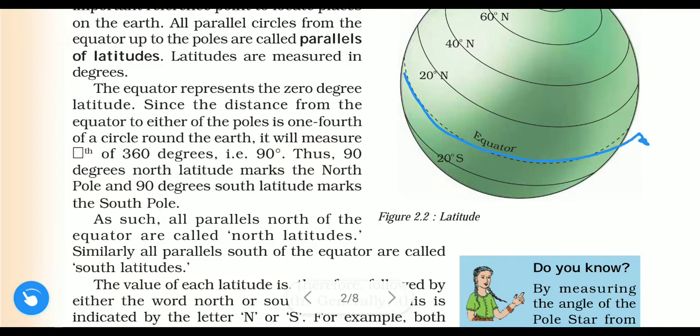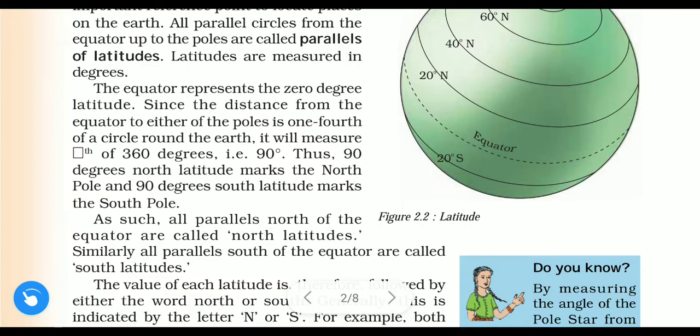Okay, which is a reference line which represents 0 degree latitude, the equator. Here it is given: since the distance from the equator to either of the poles is 1/4 of a circle round the earth, it will measure 1/4 of 360 degrees, that is 90 degrees.